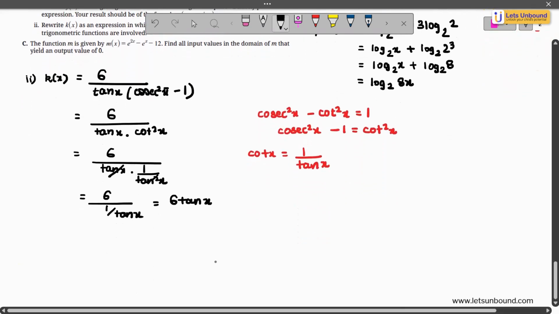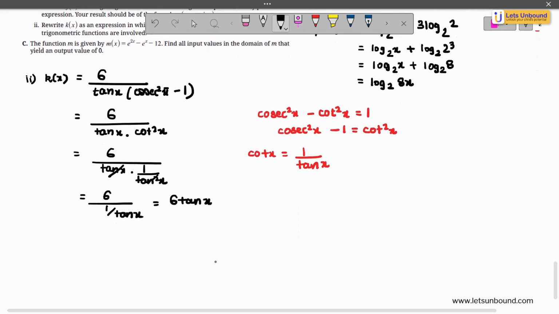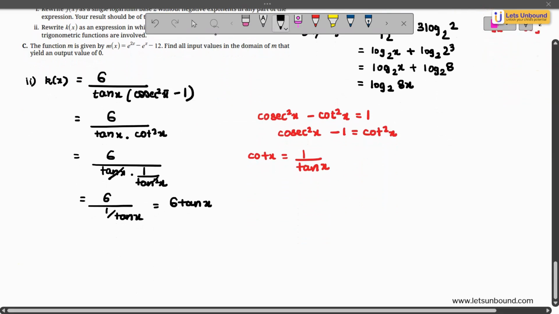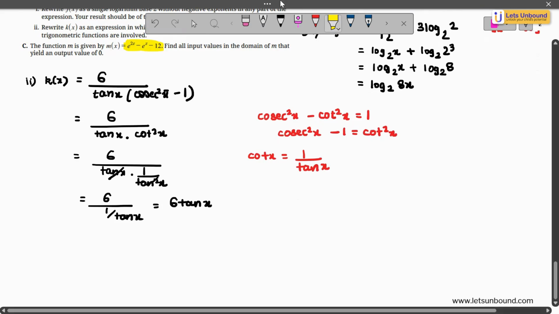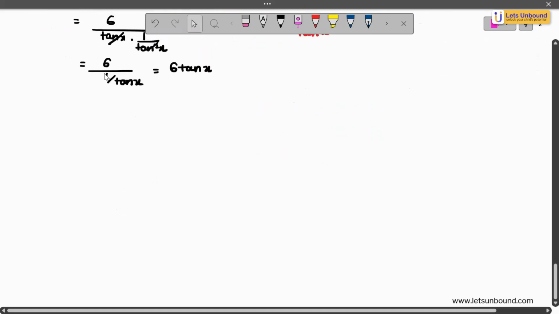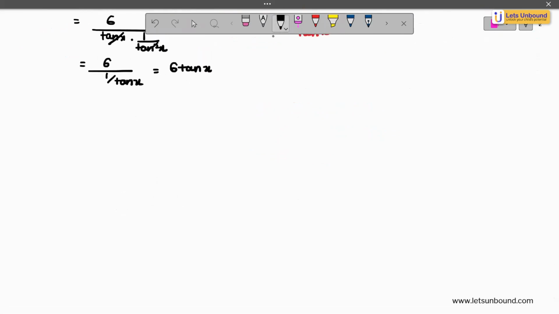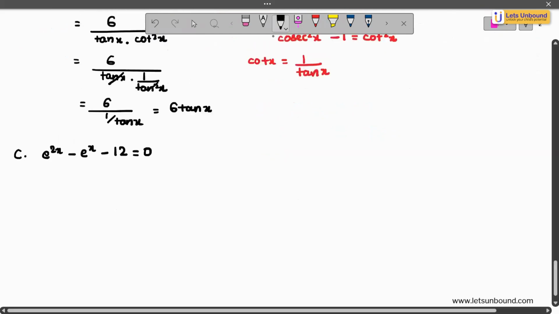Reading through the C part, it says the function m is given by e to the power 2x minus e to the power x minus 12. Find all input values in the domain of m that yield an output value of 0, which means I have to solve the expression for m(x) equal to 0. Let's rewrite this expression here. It's e to the power 2x minus e to the power x minus 12 equal to 0.